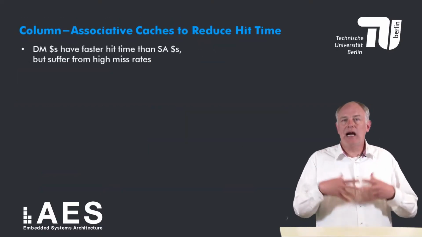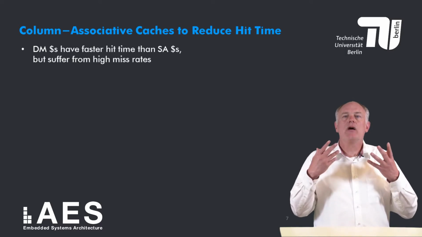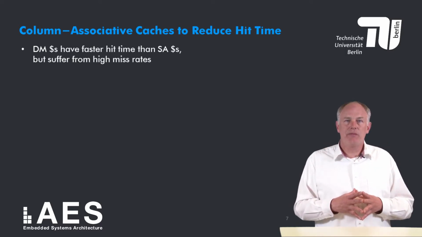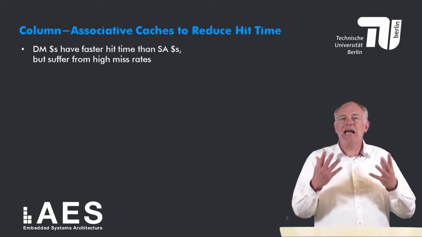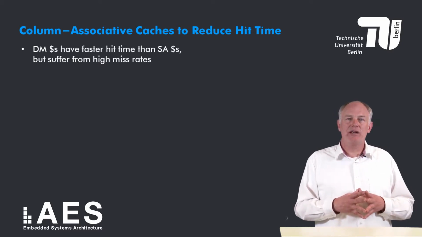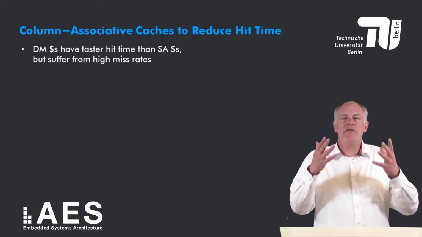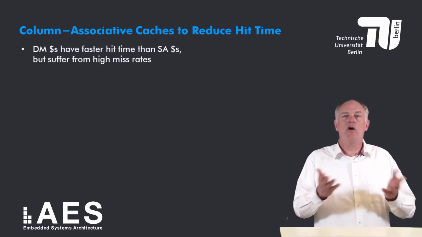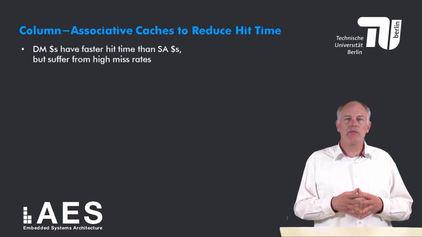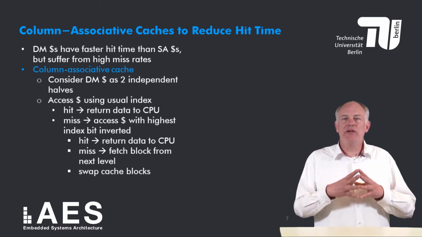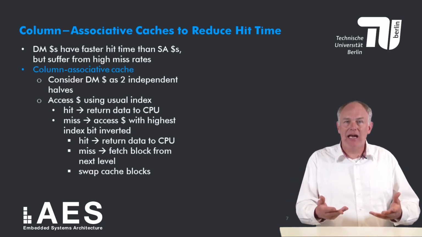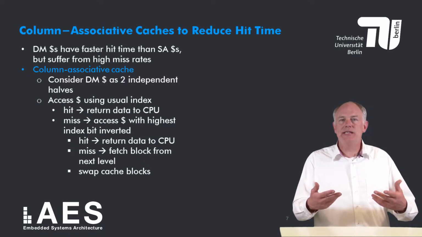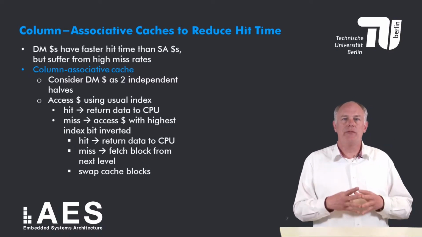The second technique I want to discuss is column associative caches. The motivation for it is actually the same as for way prediction. How do we combine the faster hit time of direct map caches with the lower miss rate of set associative caches? A column associative cache is actually a direct map cache that is considered as consisting of two independent halves.